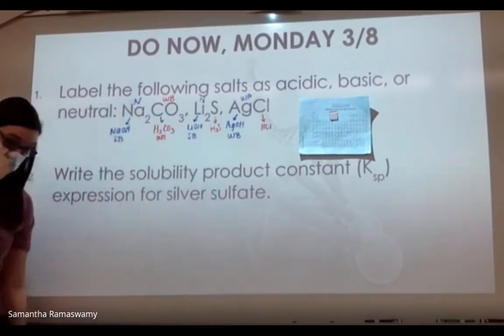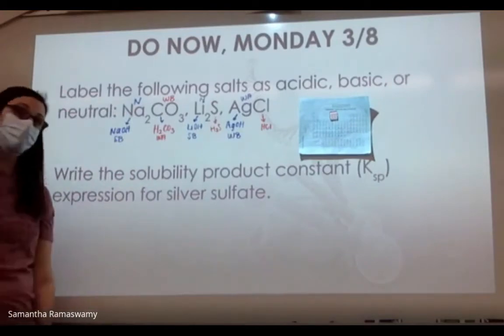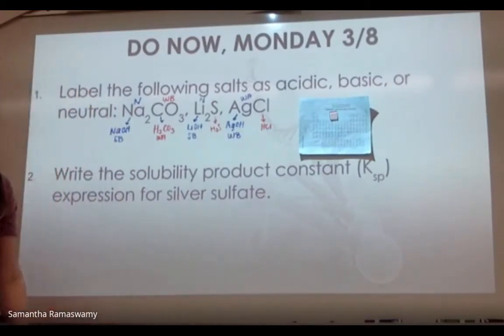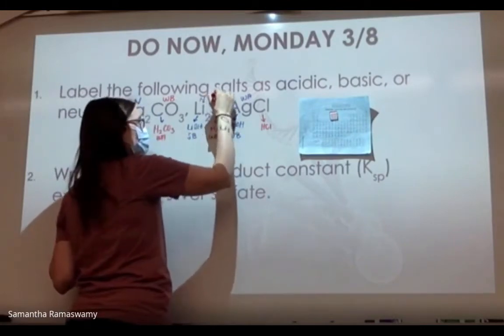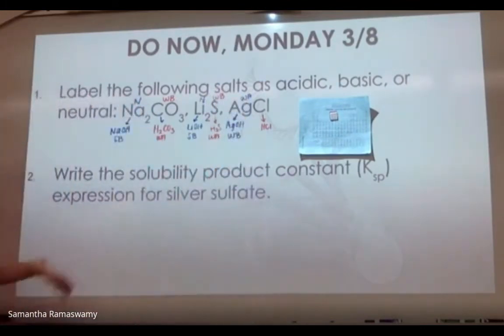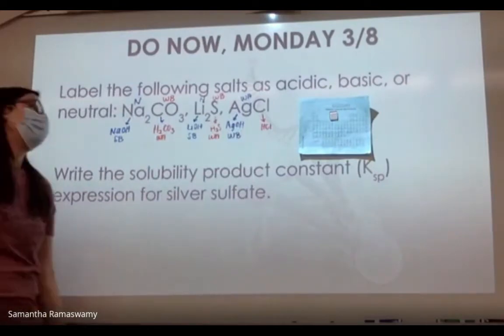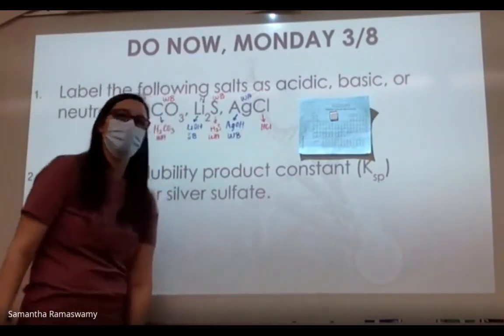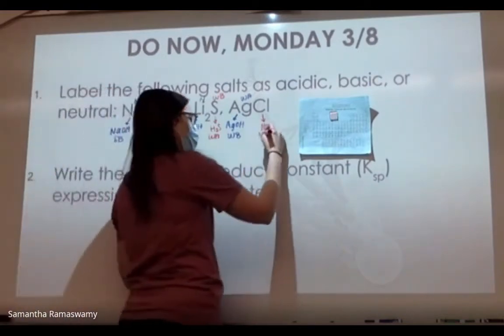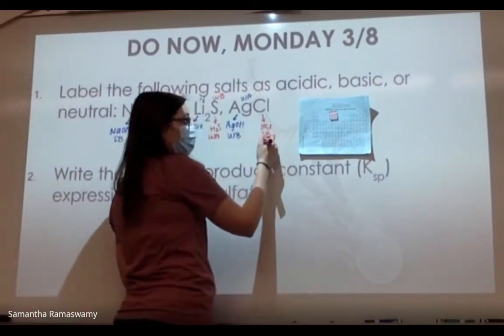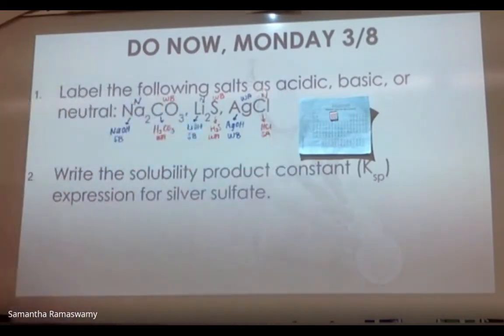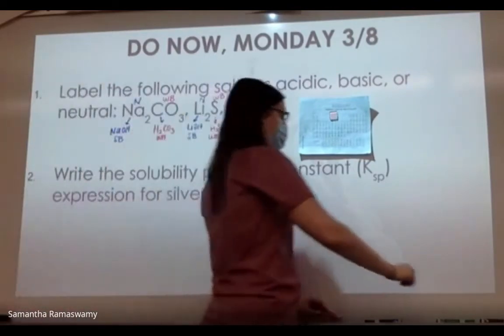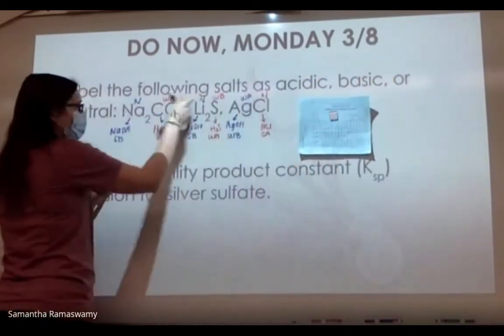H2S is H2S. This is not H2SO4, this is just H2S. Is H2S one of the 7 strong acids? No. This is a weak acid, meaning that S2 minus is a weak base. And then HCl, is that one of the 7 strong acids? Yeah. So if HCl is a strong acid, that means that Cl minus is neutral. So now we have each part of the salt broken down.